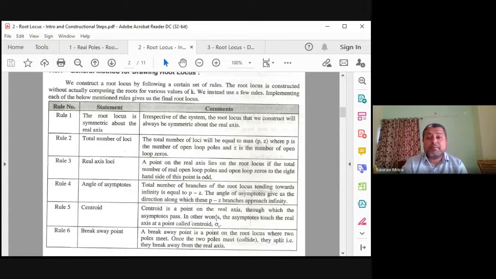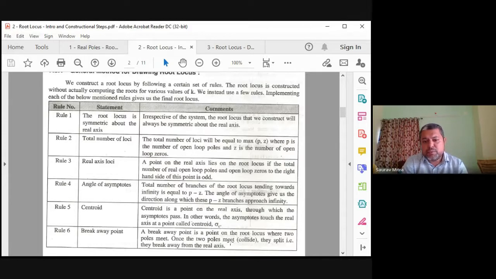That means, what is the value of s, the complex frequency, at which both poles will come and collide with each other? At that point zeta will be equal to 1. It is called critical damping. How to find that? A breakaway point is a point on the root locus where two poles meet.